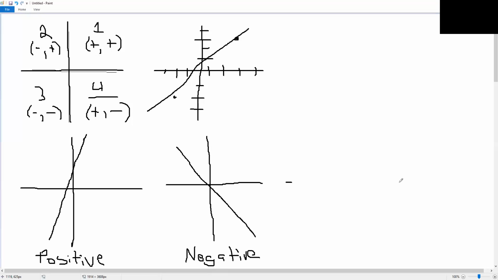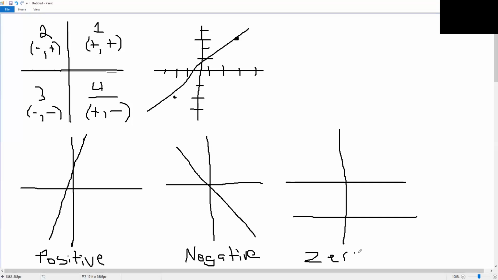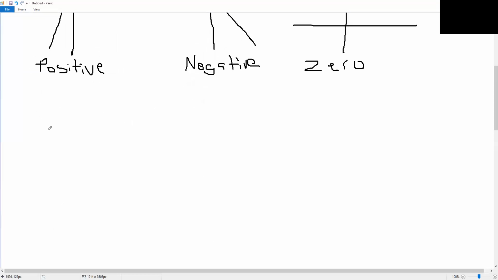If you have one that goes straight across, that is a 0 slope. Now, if you have one where the line goes straight up and down, that is called an undefined slope.